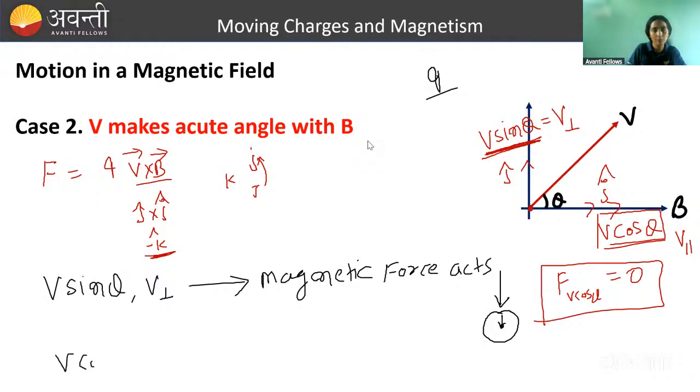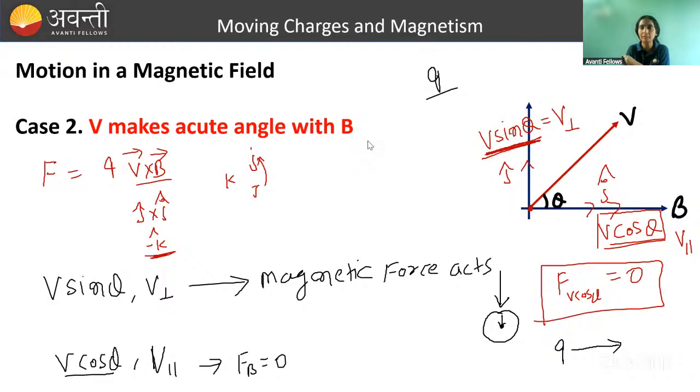Because of v cos theta, what happens? v parallel पे क्या हो रहा है? Magnetic force is zero. So no force is acting, but this velocity is there, right? So because of v cos theta, charge will keep on moving in this direction, in the direction of magnetic field. And because of v sin theta, it will go in a circle. ठीक है. कैसा सर्कल में जाएगा वो? That circle will have radius in the minus k cap direction.